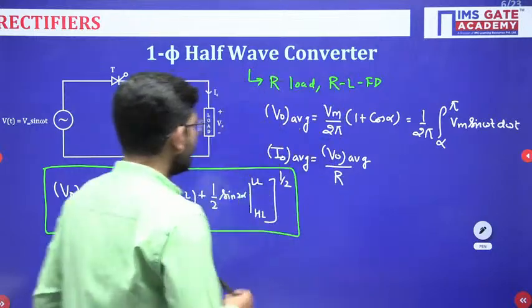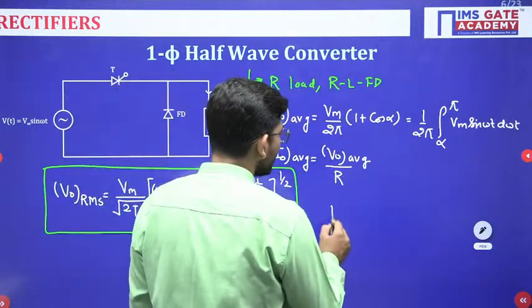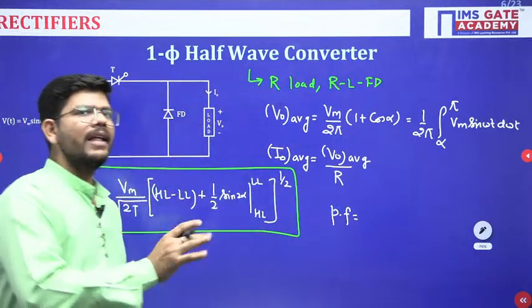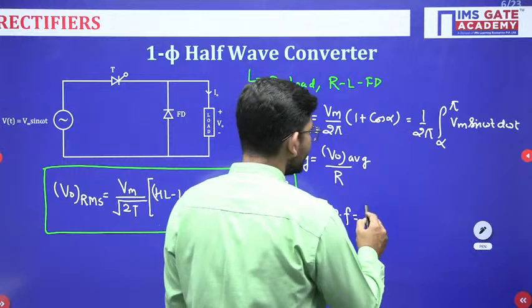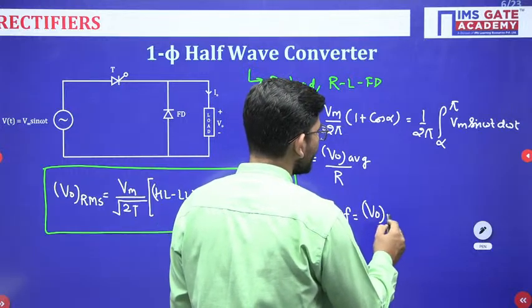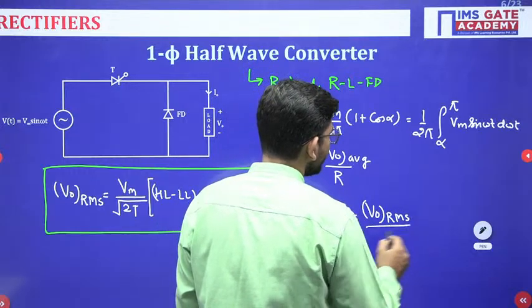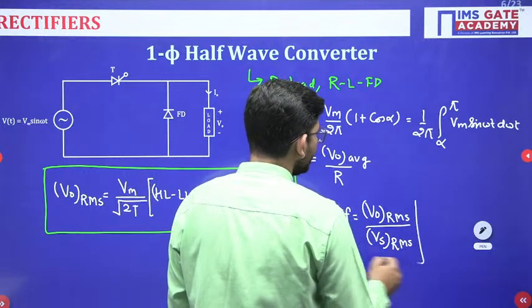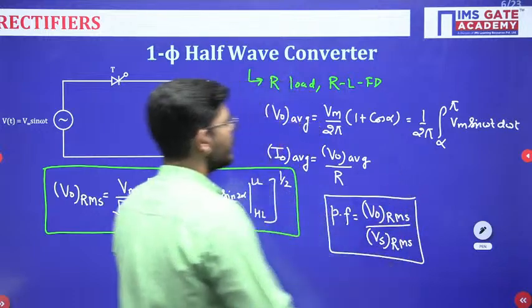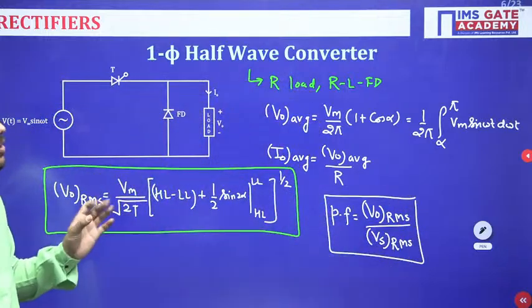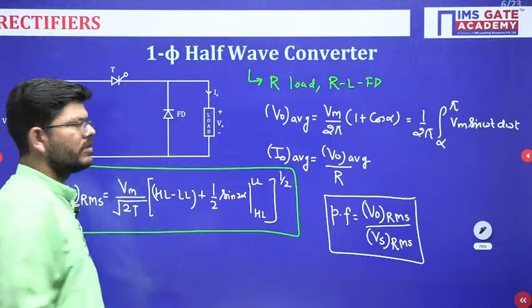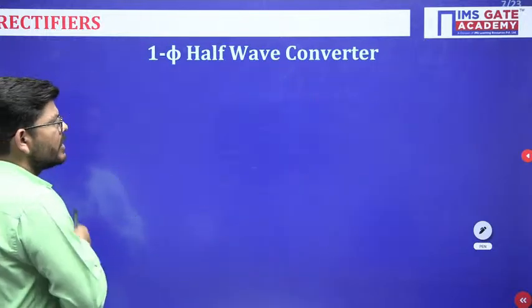Then if you want to calculate the power factor, you have to equate the input power and the output power, and finally you get V naught RMS divided by the source RMS, which is used to calculate the power factor. So when we have R load or RL load with freewheeling diode, these are the important formulas. Fine, I hope it is clear to everyone.